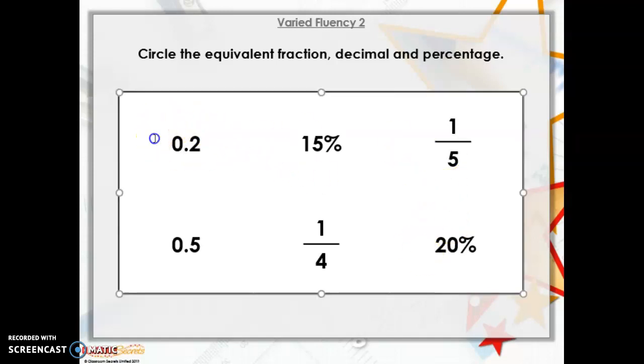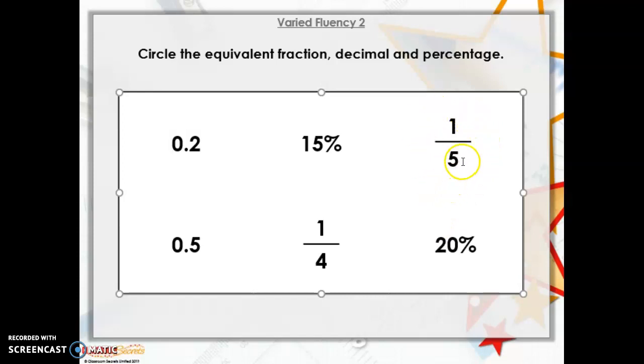Now we've got 0.2 here. I can see 0.2 is the same as 20%, which is 20 over 100. So these two are the same. But they're not the same as 15% because that's obviously a smaller amount. And 15% as a decimal is 0.15. So that's not the same. So far 0.2 and 20% are the same.